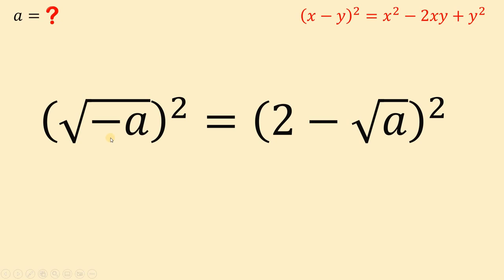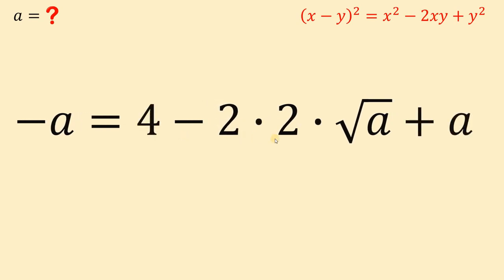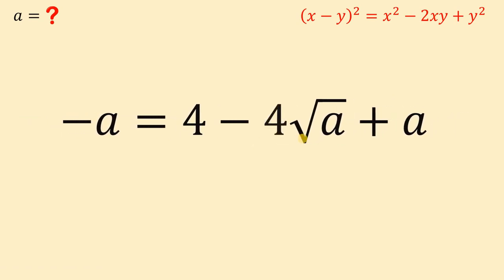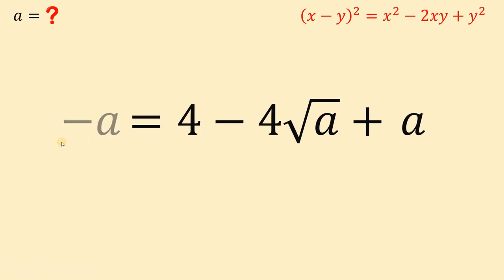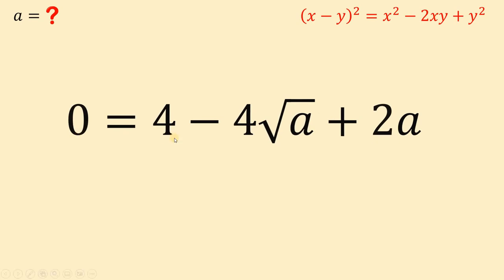Therefore, the left-hand side of our equation becomes negative a, and the right-hand side of our equation becomes 4 minus 2 times the square root of a plus a. Now let's simplify. 2 times 2 will give us 4. And now, let's add a on both sides to make the left-hand side equal to 0. This will leave us 0 equals 4 minus 4 times the square root of a plus 2a.